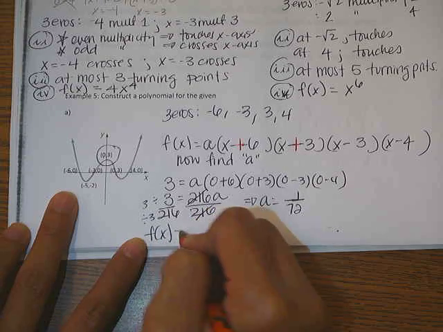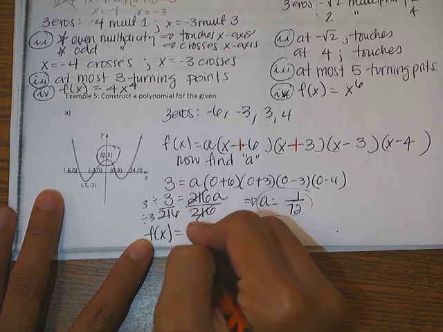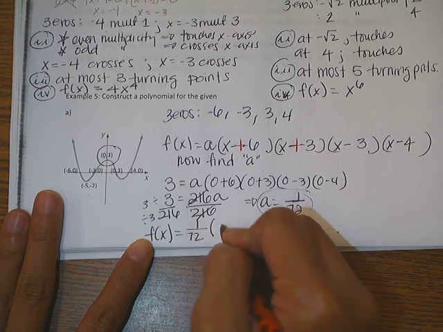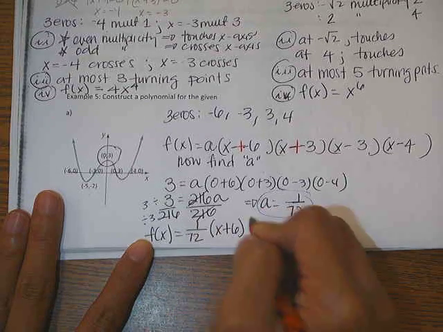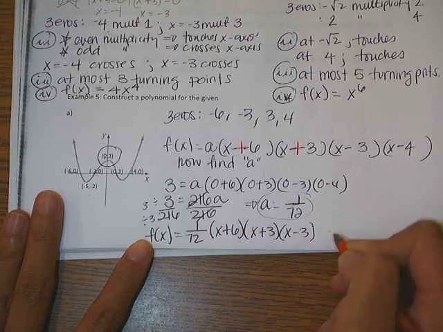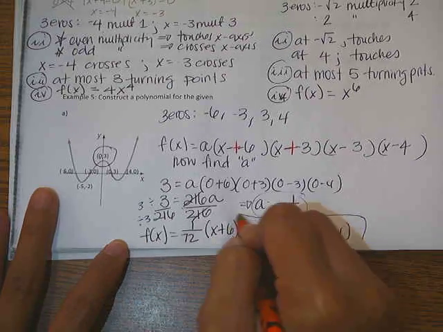F of x equals A, which, now I know what it is, 1 over 72. Okay, so 1 over 72 times quantity of x plus 6 times quantity of x plus 3 times quantity x minus 3 times quantity x minus 4. And this is my boxed up answer.